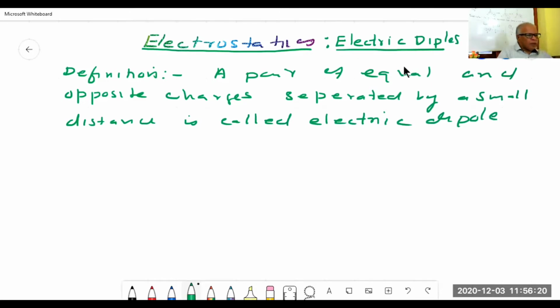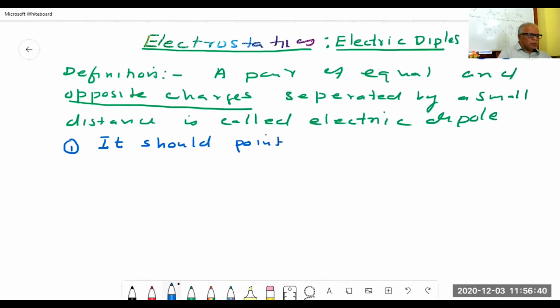So here, a pair of equal and opposite charges. A very important point is that it should be point charges.